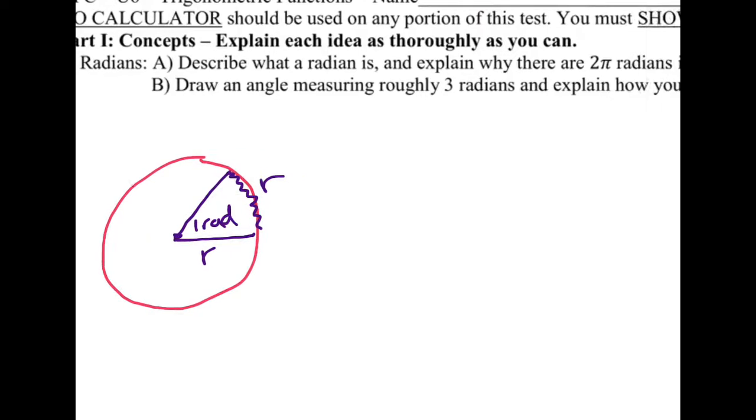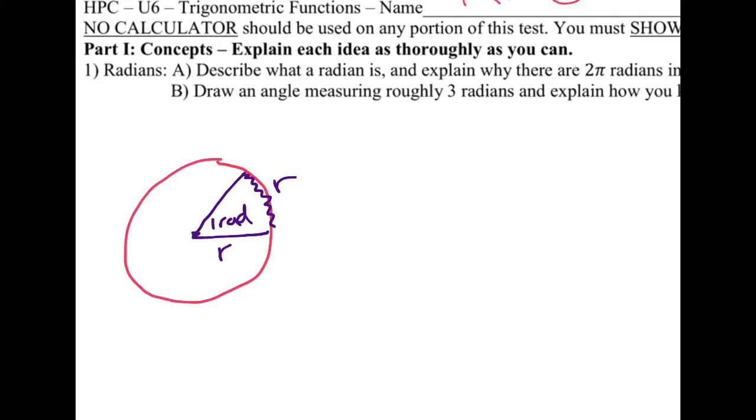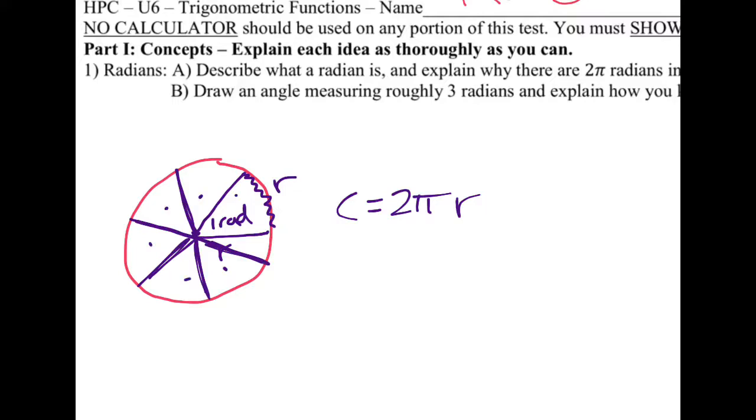And so why are there 2 pi radians in 360 degrees? Well, how do you find the circumference of a circle? Circumference equals 2 pi times r. And we're taking that total circumference and we're splitting it up into chunks the length of the radius. And so we can get 6 full chunks around, but then we're left with this awkward little bit left.